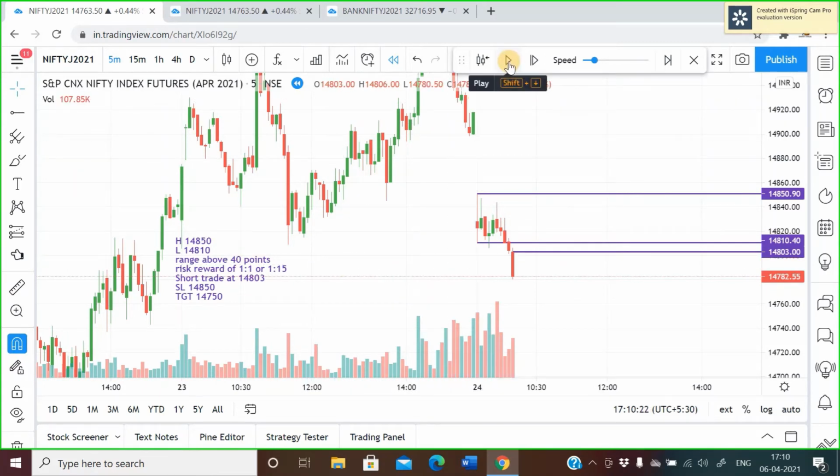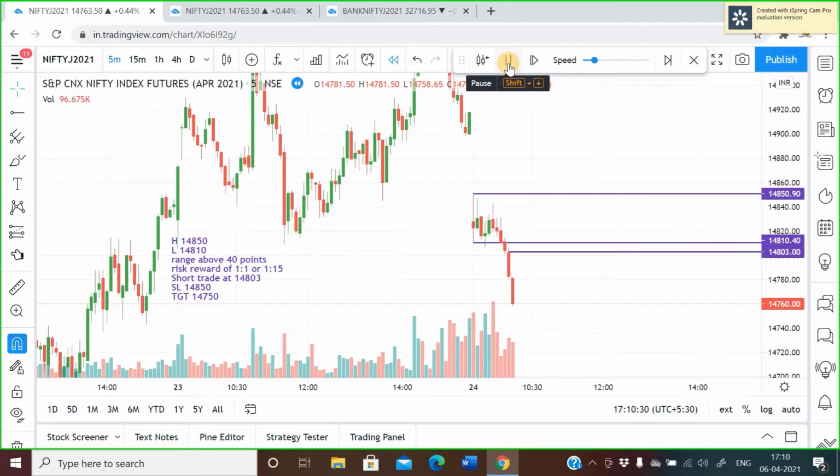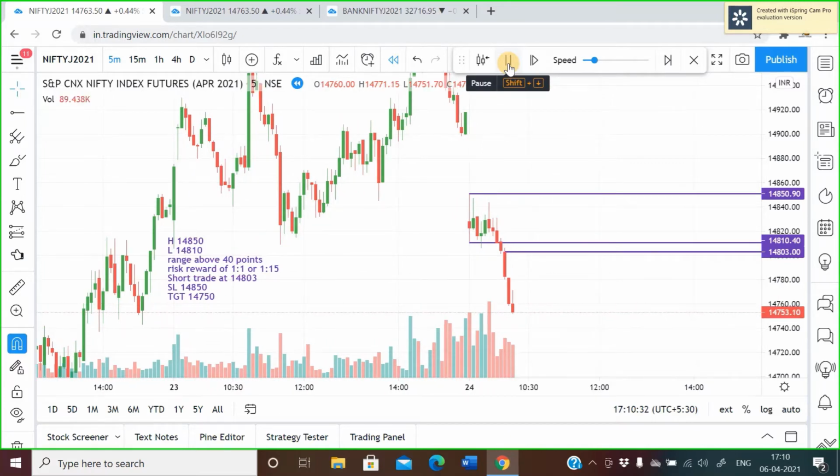So we've entered this trade at 14803. We just wait to see how the trade works. I think it's still, we just got, I think this hit. No, not yet, right? So let's see.